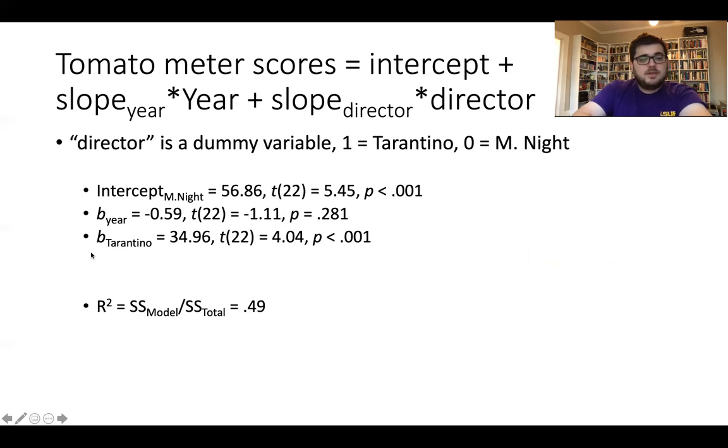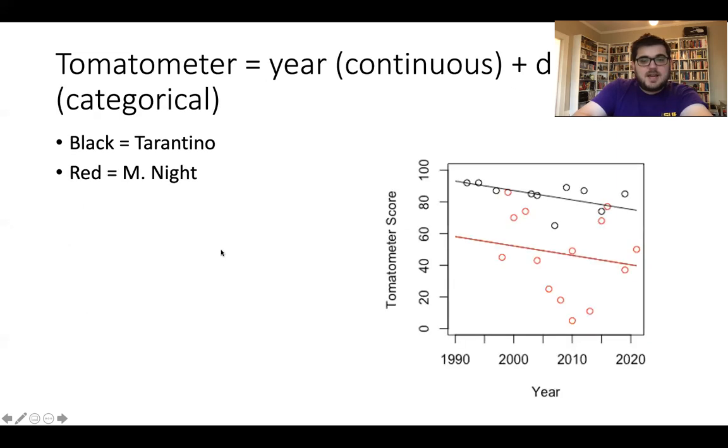And then you have the Quentin Tarantino regression coefficient. That's the gap between this red line and this black line. So if you're adding that 35 to all your predictions, you add the year. So that tells you where on this line you are, but you also add the 35 to boost up your predictions up here to be on the black line.